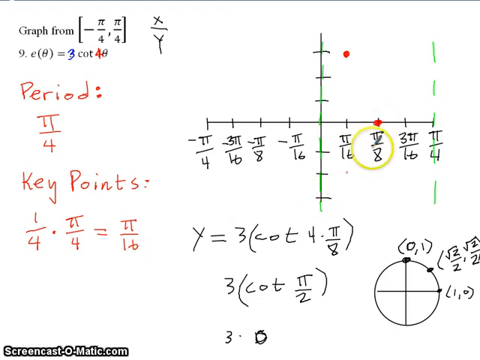Well, I know right away that if I were to plug in 3 pi over 16, I would end up with a negative 3 here. And so I'm going to come from my asymptote and approach my other asymptote, going through these points here. And remember, because we have one cycle of our graph, we can create another cycle over here. So this is our wonderful looking graph.